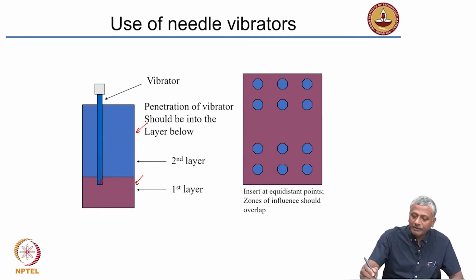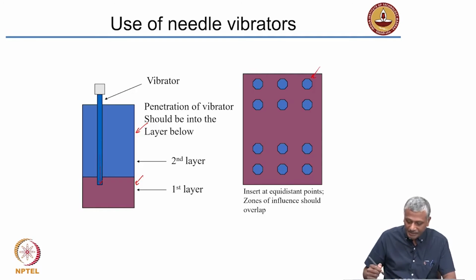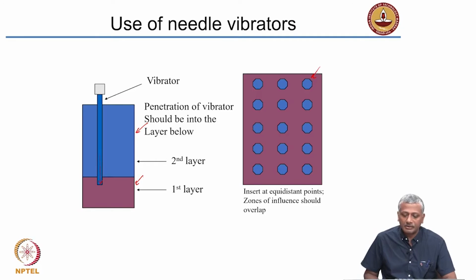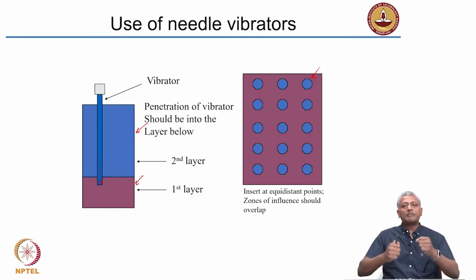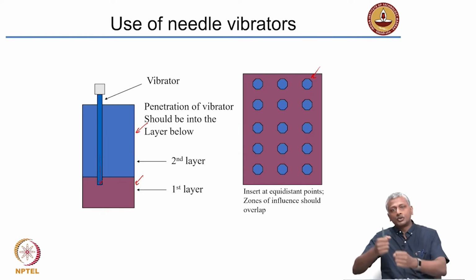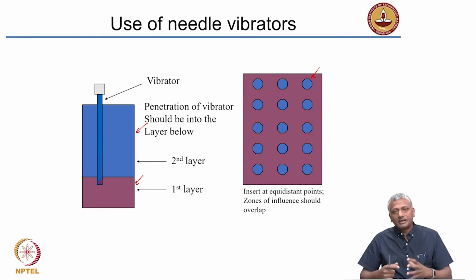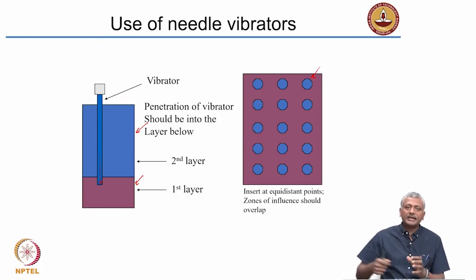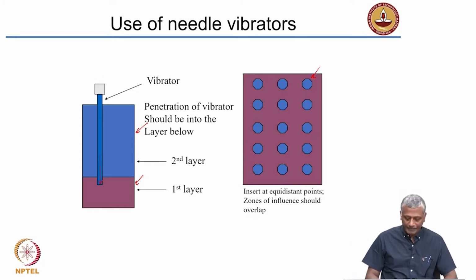Second is, the vibrator needle should be placed at equidistant intervals into the concrete, and that ensures that you have a proper compaction all through. Depending upon the area that you want, you can have a zone of influence around the vibrator that ensures that the concrete around that zone gets compacted properly. So, you need to calculate properly as to where you need to put the next poke of the vibrator.